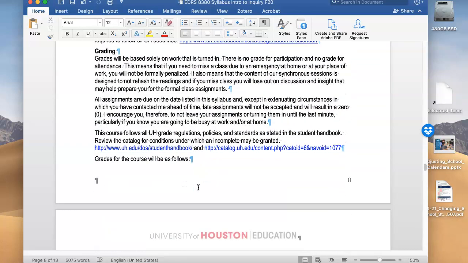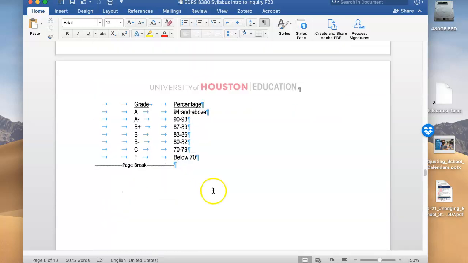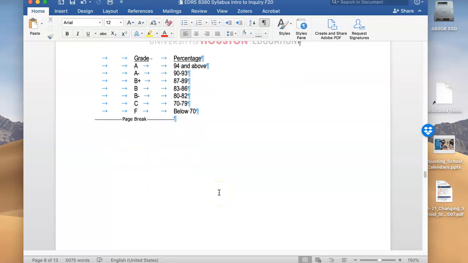Grading. So grades are based solely on work that's turned in. Again, no grade for participation or attendance. All assignments are due on the date listed in the syllabus. And if for some reason you're going to turn something in late, I just need to know. And in most cases, I'm going to give you that extension. Here is how the grades will look at the end of the course.